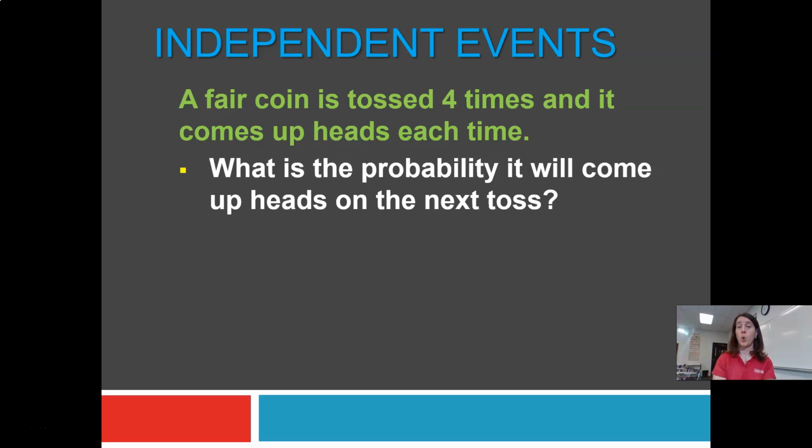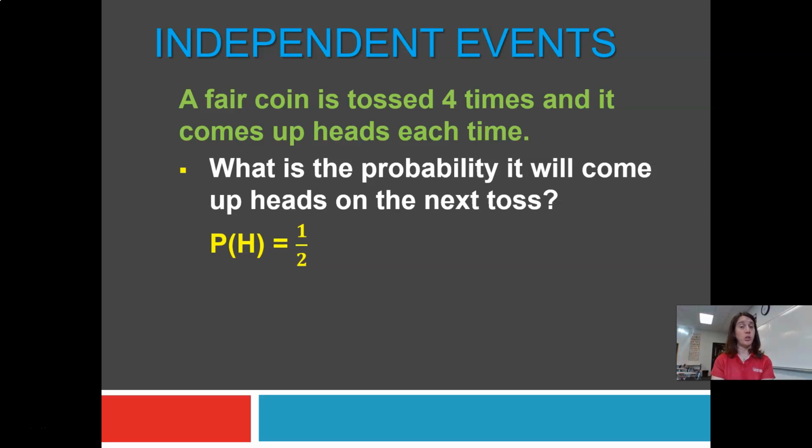Okay, so I'm going to toss the coin again. What's the chance? What is the probability that it's going to land on heads this time? Well, it's just 1/2. What happened on the first 4 tosses does not affect what's going to happen on this toss. It's an example of an independent event. They do not affect each other.